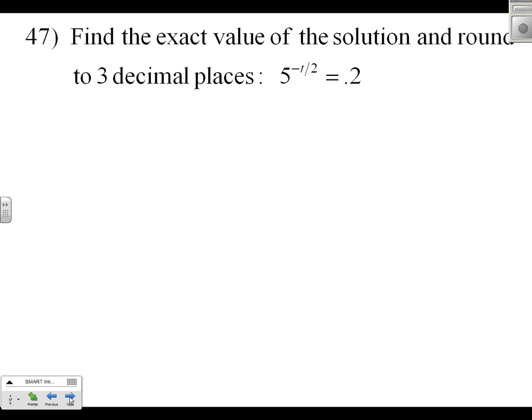Okay, here we're to find the exact value of the solution. Actually, that's my modified instruction. The book just says round them to 3 decimal places, but I'm going to go for exact solution. I want to get t equals exactly what it is, and then I might leave it up to the viewer to go ahead and enter that value in the calculator.